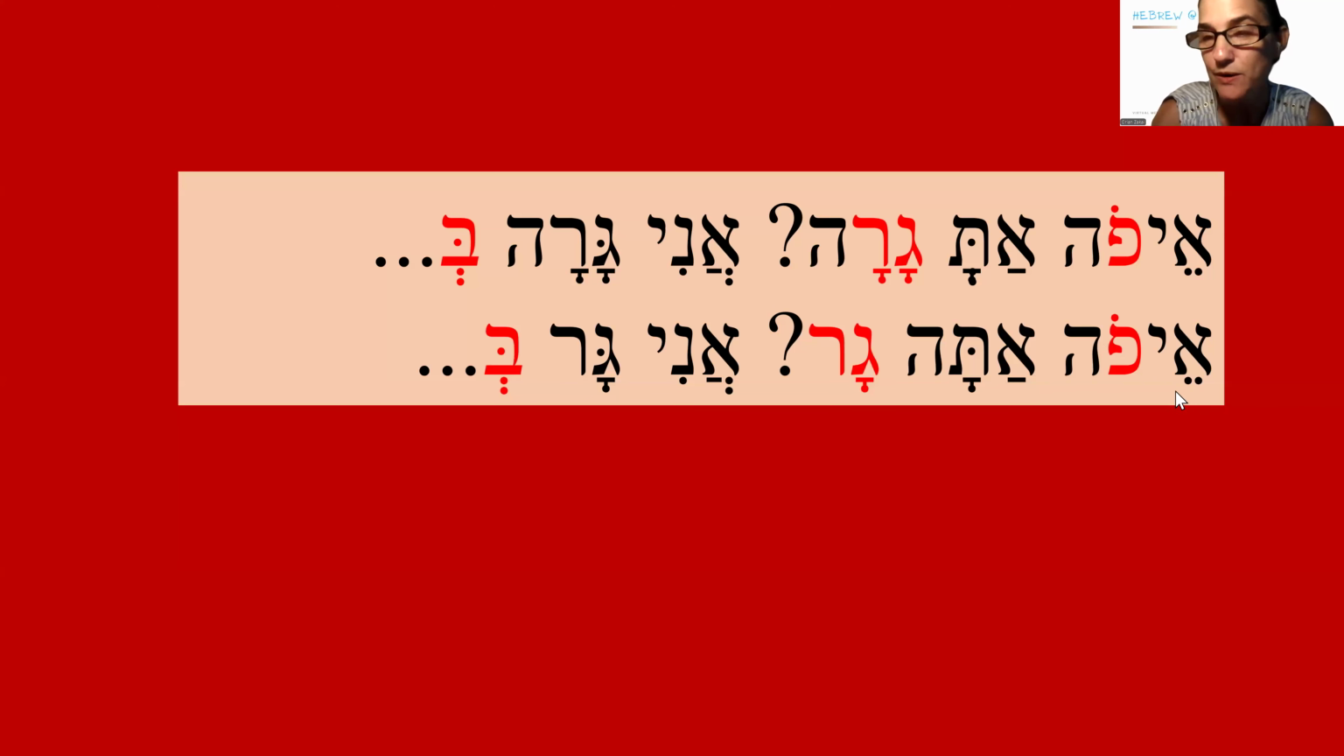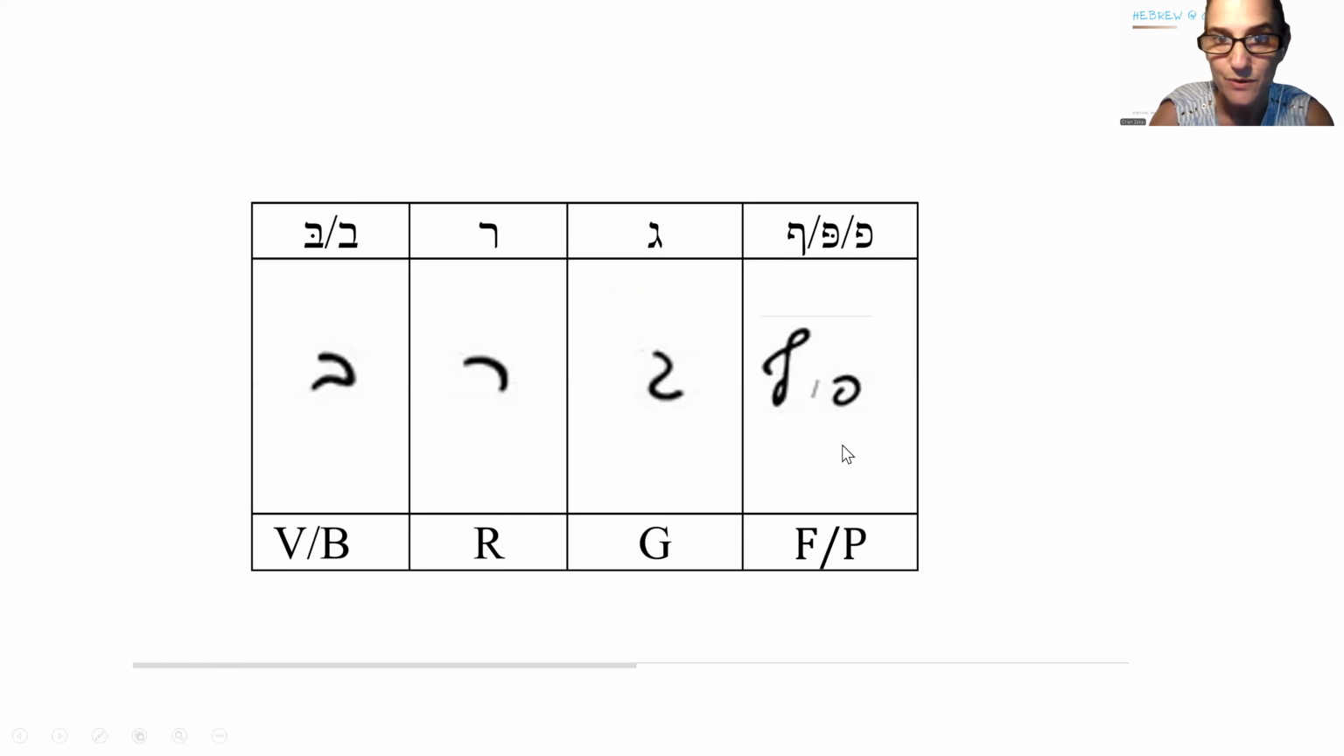And the same dialogue in the masculine. איפה, איפה, אתה גר. Where do you live? אני גר ב... I live in... אני גר בישראל, בתל אביב, בחיפה, and so on. Okay? So these are our letters. And as always, we are going to go over them one by one and see how you write them and how you read them in print.